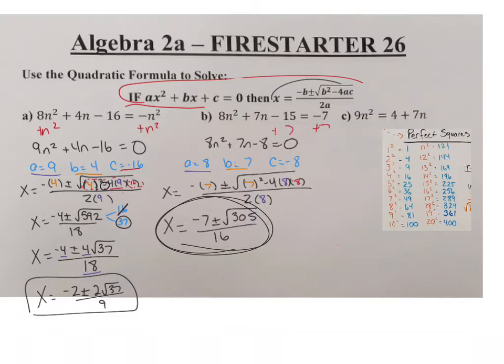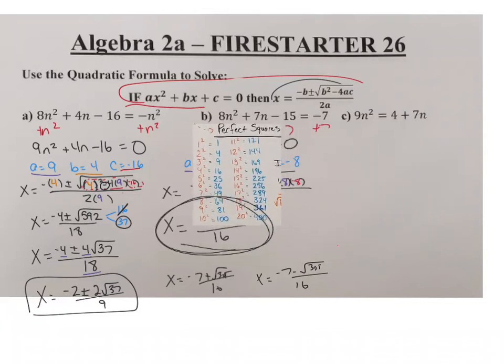Remember, we don't have to write it. You could write it twice. This is optional. You could say x equals -7 plus square root of 305 all over 16, and x equals -7 minus radical 305 all over 16. But if the radical stays, you do not need to do that, in my opinion.